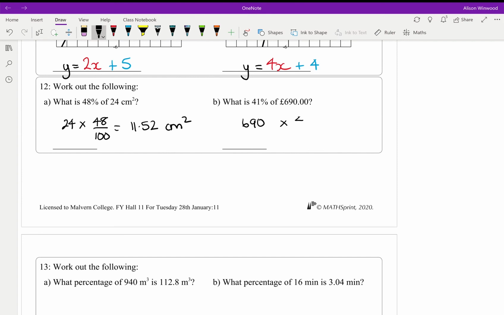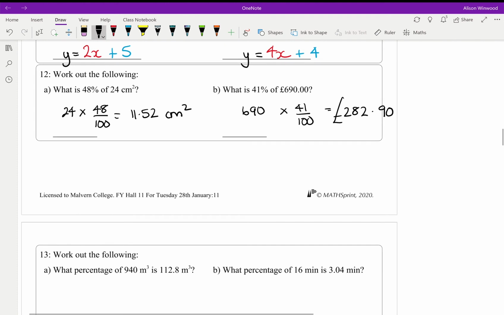£690. We want 41 out of 100 from it. Is 282.9, and it's money, so we write it as £282.90.